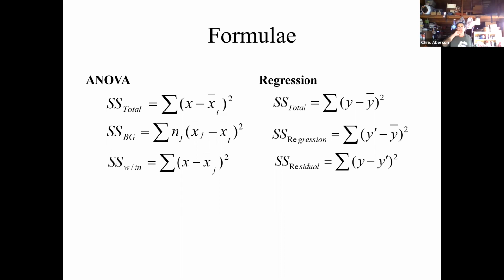So sums of square total. What is this telling us? In both cases, it's telling us take the value of your variable, subtract from it the mean of all of the scores. Different notation, same concept, same exact thing. Between group and regression, I'm going to show that those are equivalent. Within group and residual, I'll show that those are equivalent.